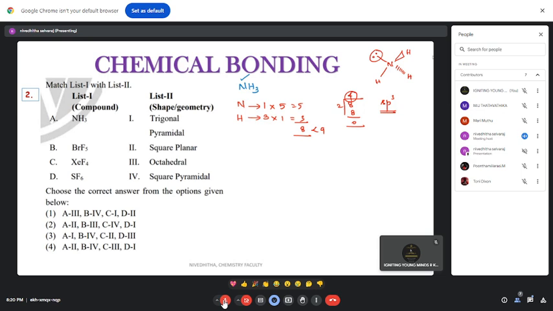Okay, it is not square pyramidal. When will we get square pyramidal shape? In octahedral, if we got one lone pair of electrons, then that is square pyramidal. It is just pyramidal. So the answer would be trigonal pyramidal, right? So for A, the match is 1. So obviously the answer is option C.